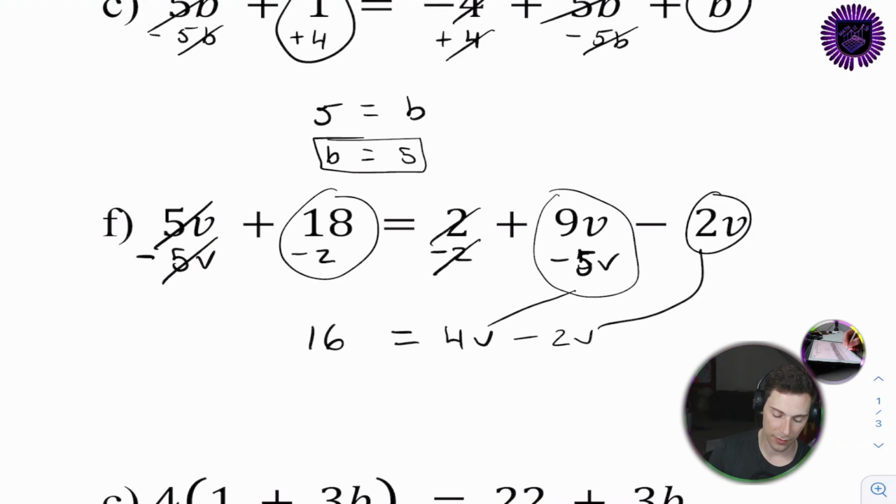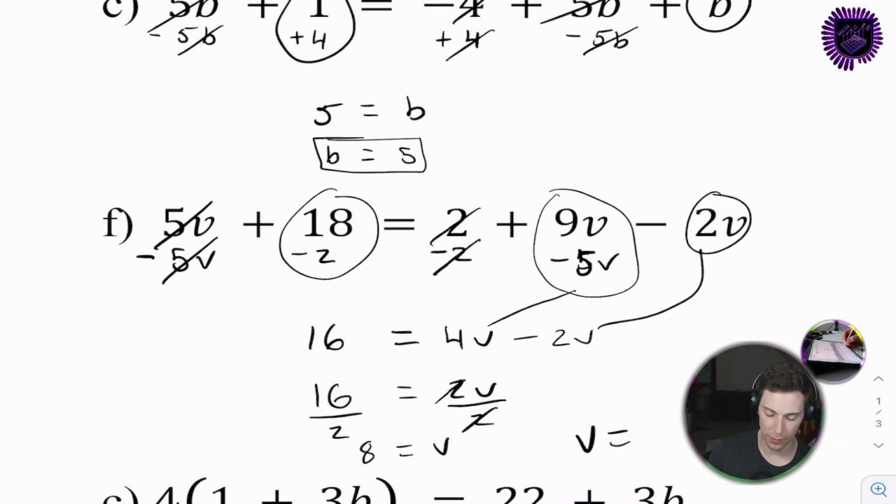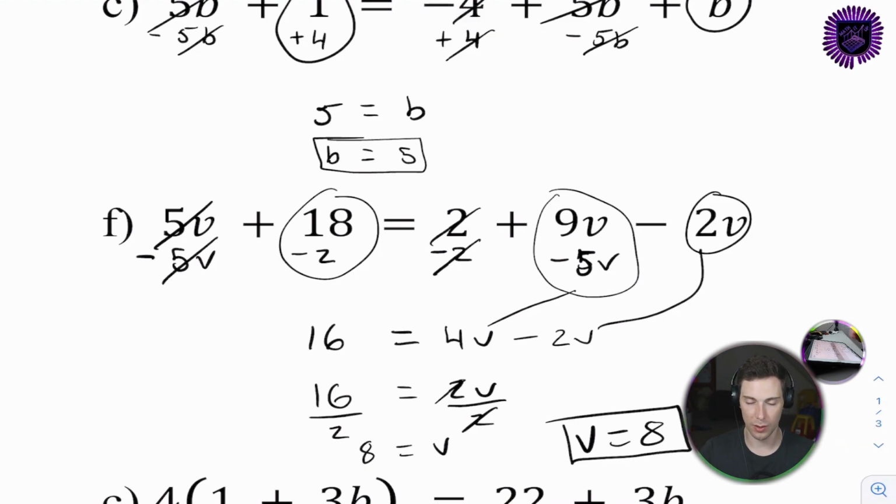And then we have 16 is equal to 2v, which we can simplify. And 8 is equal to v. And I will write it as v equals 8. I ran out of space. I'm going to box my answer, like the square box. Box my answer. V equals 8.